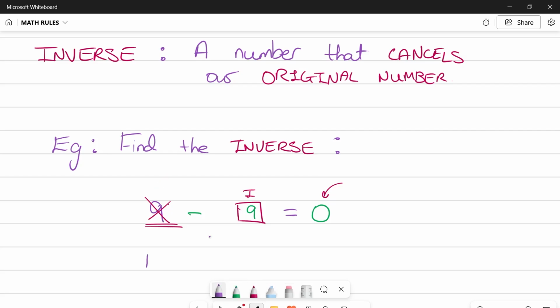What is the inverse of 12 when doing addition? The inverse has to cancel our original number. Our original number is 12. What can cancel this positive 12, leaving us with 0? The answer here is negative 12. 12 plus negative 12 leaves us with 0. In other words, the number which cancels our original number is negative 12.